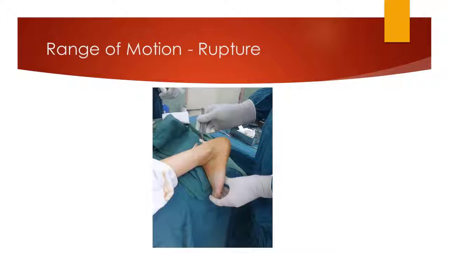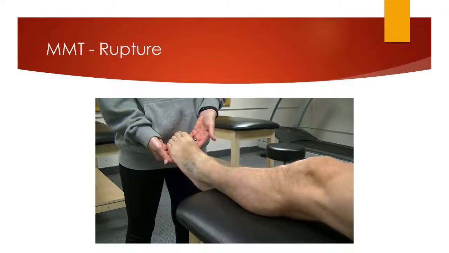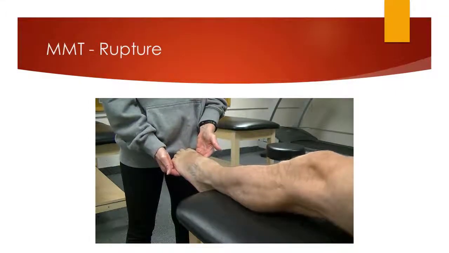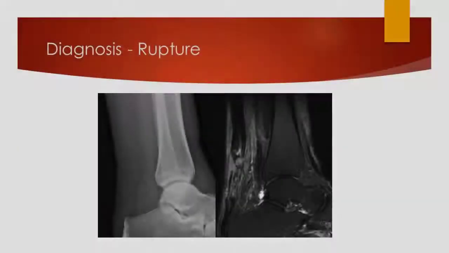Range of motion wise, we are going to obviously see an increased dorsiflexion because there is no Achilles to stop the foot from moving too far past its normal range of motion. On the manual muscle test, you will find a weak and painless contraction of the gastroc and soleus. If it is a partial rupture, there probably will be pain. Diagnosis can be done through an MRI. They may also use an ultrasound, and what they're really looking for is a lot of edema in that area.